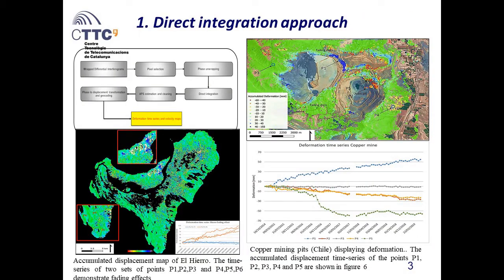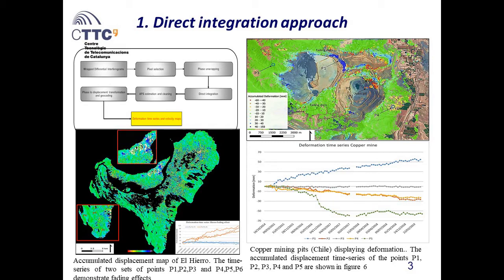The first approach, called the direct integration, is a fast and unsupervised approach to map and monitor active areas in remote and natural environments. This procedure provides a rapid and simple solution to screen wide areas and to map the evolution of relatively fast and local movements.